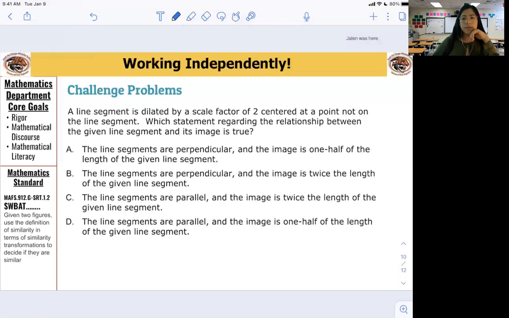Okay, the line segment is dilated by a scale factor of 2, centered at a point not on the line segment. Which statement regarding the relationship between the given line segment and its image is true? Perfect. So this time the point is not on the line segment. Go ahead and take a look at your answers and answer your poll.